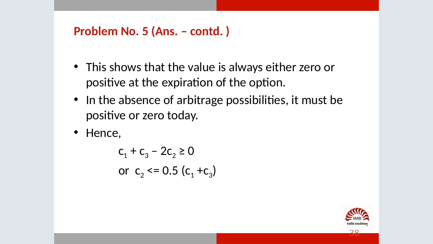So this shows the value will at the two ends be 0 or positive. At any expiration, at any point, the value is 0 or positive. In the absence of arbitrage possibility, it has to be 0 or positive today. So C1 plus C3 minus 2C2 has to be greater than or equal to 0, or C2 has to be less than or equal to half of C1 plus C3. Okay, that's how I've got that.